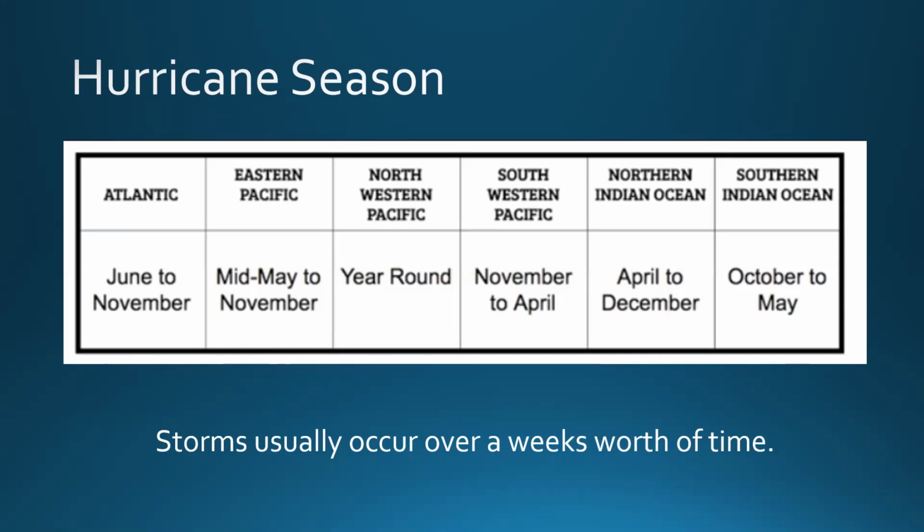Typically, these hurricane storms usually occur over a week's worth of time. That means the storm over a certain city or state or even country will last about a week before it actually moves or dissipates out of the way. So huge storms lasting a very, very long time can create a lot of damage and deaths over a country or state or anything like that.